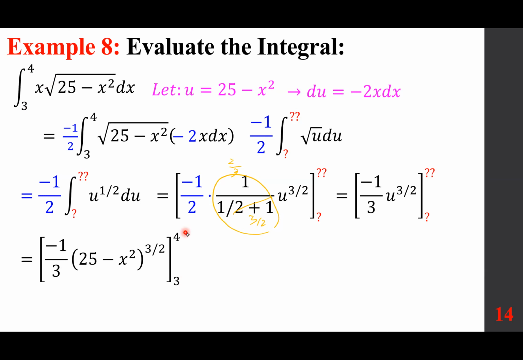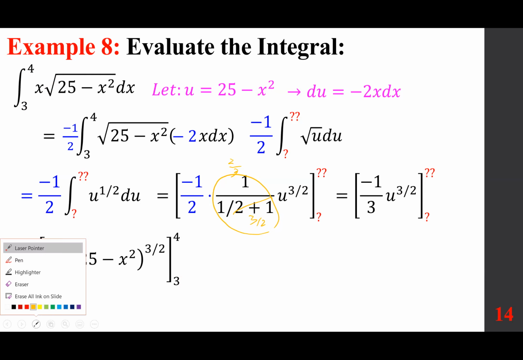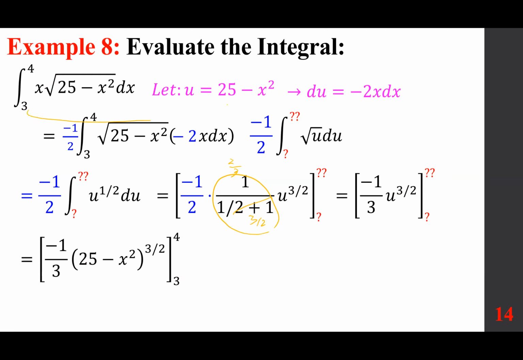Or over here, we have to figure out the new limits. So how do we figure it out? First, we plug in 3. If you plug in 3 here, what happens? We get 25 minus 3 squared, which is 9. Wait, 25 minus 9, and the lower limit becomes 16. If we plug in 4 here, we get 25 minus 16, and the upper limit becomes 9.